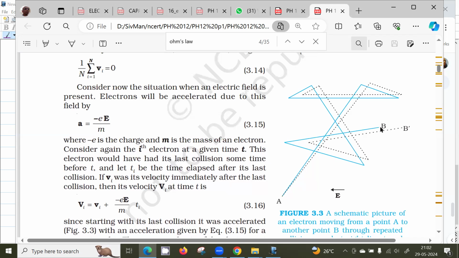So the current is because of the drift motion. Because the motion is random, if you wait for a sufficient amount of time, the electron will go here and come back, finally coming back to A. Or it can come somewhere here on the left side.